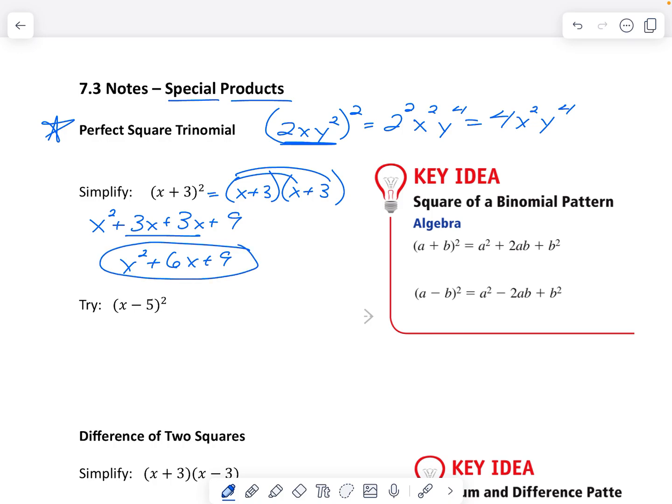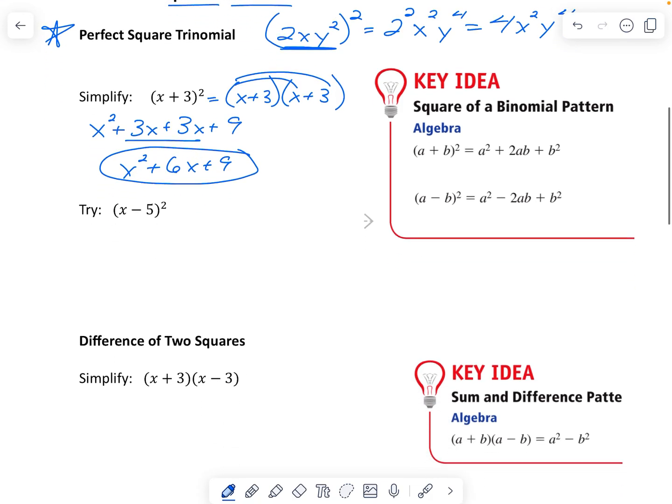So the trick is that you have to rewrite it. When you're given one parenthesis squared, you have to rewrite it so that you can then multiply appropriately. Now, you might notice, as it says over here, your first term is always x times x. Your last term will be, in this case, the 3 times 3. But then the middle term was 2 times x times 3, or 6x.